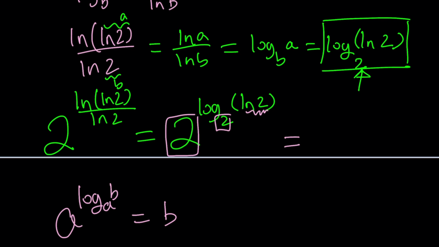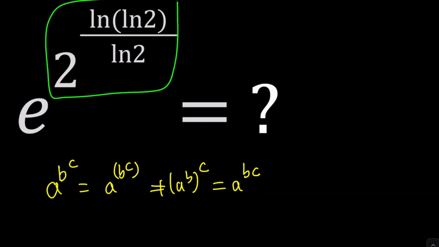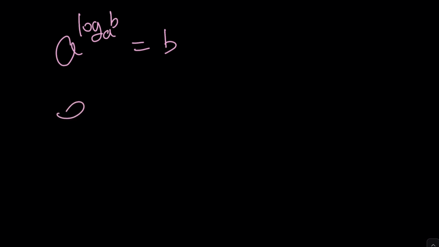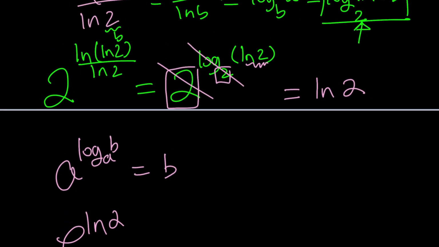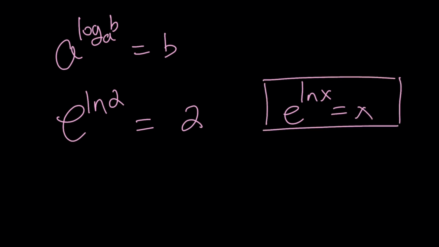So this 2 and that log base 2 cancel out, leaving us with ln 2. Okay? But that's not the answer, because remember, the original problem gave us e as a base, then we looked at the exponent of the exponent, whatever that means. So now we have the following: e to the power ln 2, because the big exponent became ln 2. Now e to the power ln 2 is equal to 2. As you should know, e to the ln x is always x, because the exponential and the logarithmic functions are inverses. Okay? Makes sense?